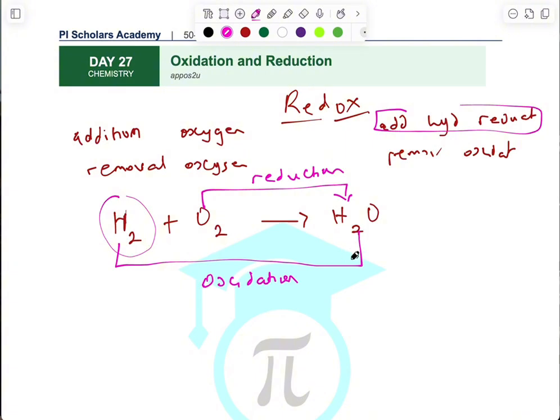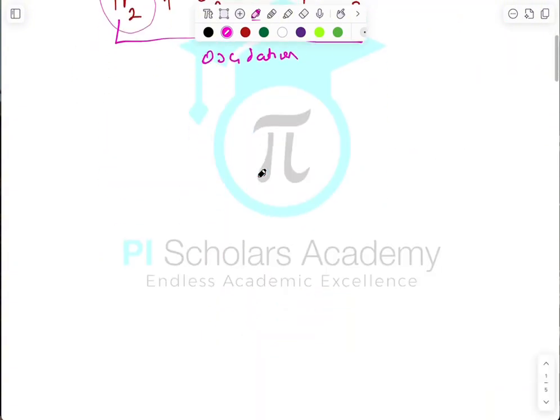So I've been able to define the two things in terms of oxygen and in terms of hydrogen. However, these are old definitions. We have better definitions that we use. And the first one is the loss or gain of electron. Loss or gain of electron.